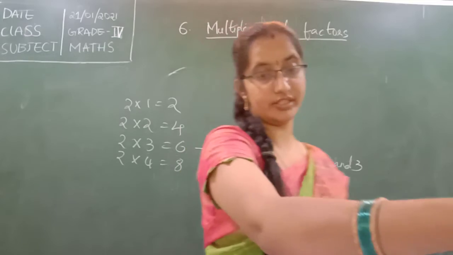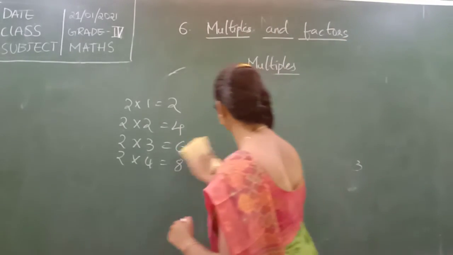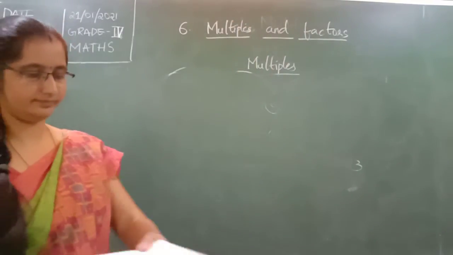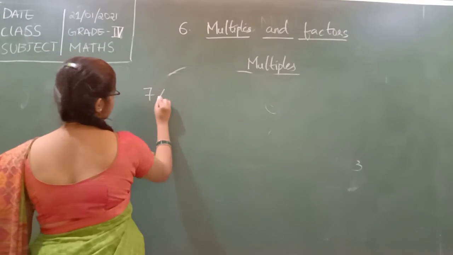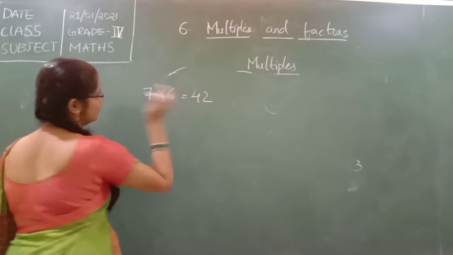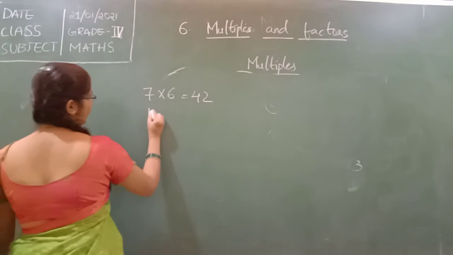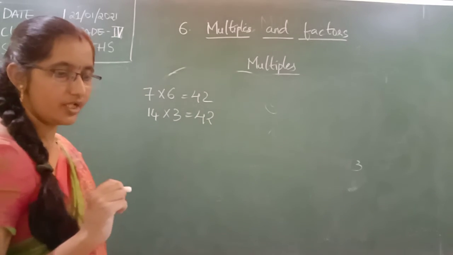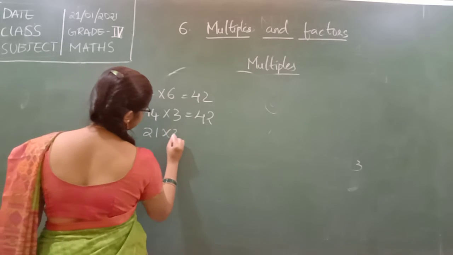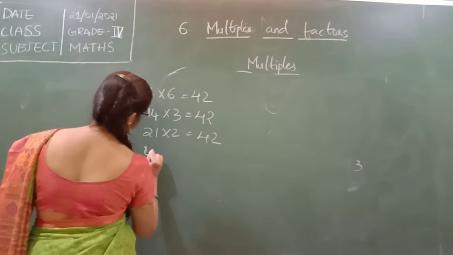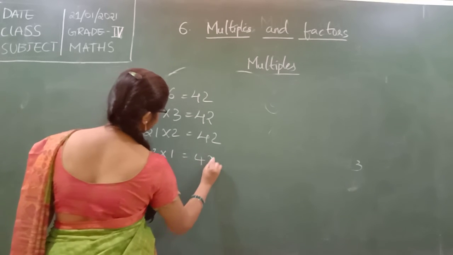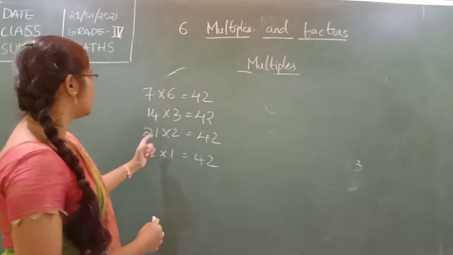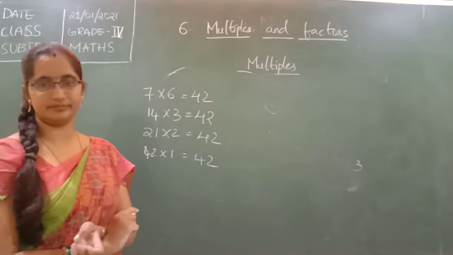Similarly, let us consider the following examples. 7 into 6 is 42. 14 into 3 is 42. 21 twos are also 42. And 42 ones are 42. 42 is a multiple of 7, 6, 14, 3, 21, 2, 42 and 1.